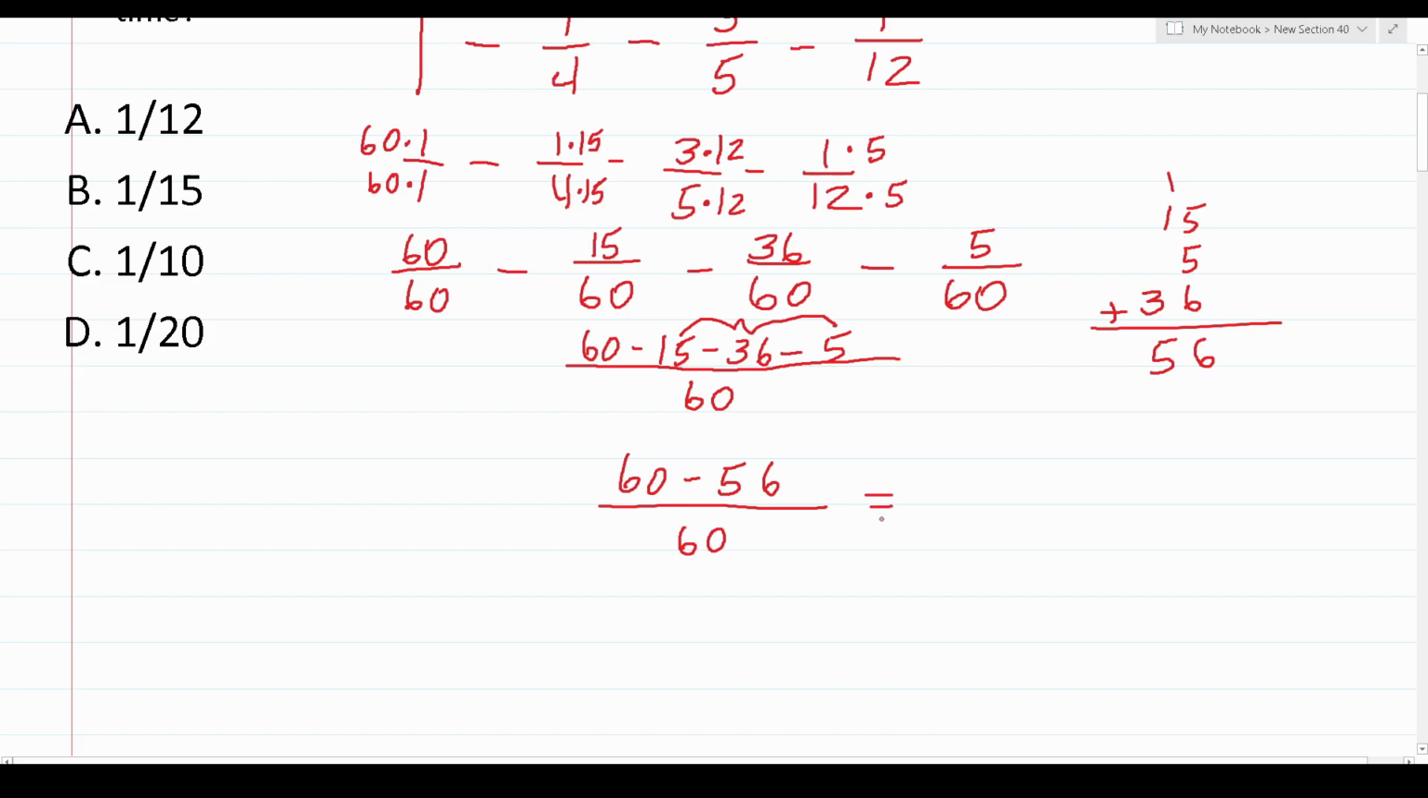And we can work this out pretty quickly. 60 minus 56 is 4. Of course, this is over 60. And of course, we can reduce this since 4 and 60 have a common factor of 4. So we're going to reduce this by dividing 4 and 60 by 4. 4 divided by 4 is 1. 60 divided by 4 is, as we saw over here, 15.